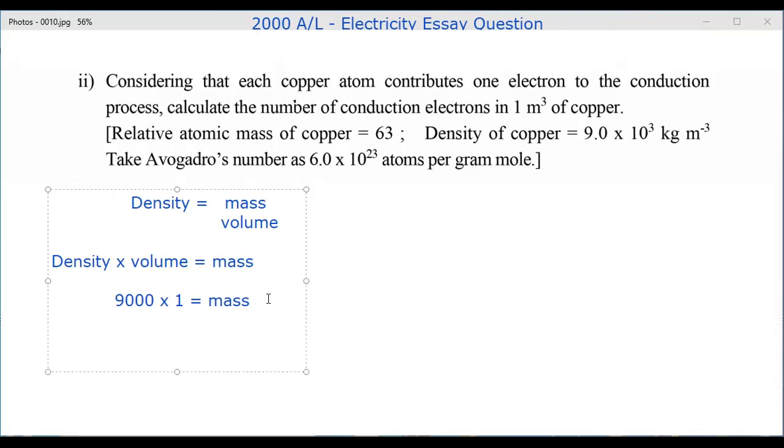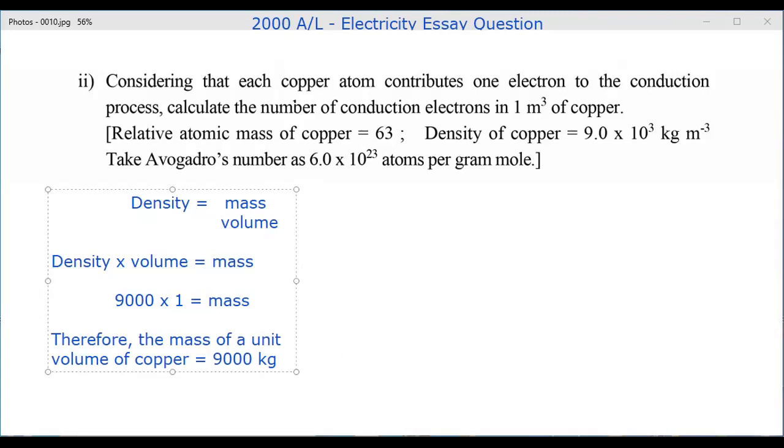So we have found something like this. Therefore, look at the board. The mass of unit volume of copper equals 9000 kilogram. Is it clear for all? Yes. Right, Emily. We have found the mass of a unit volume of copper. A unit volume of copper means 1 cubic meter.